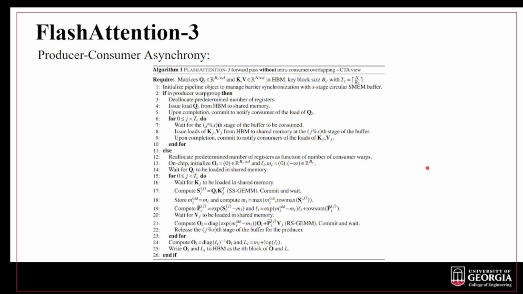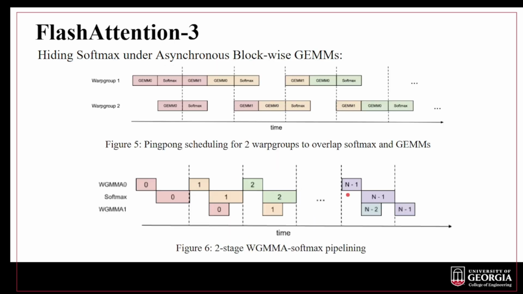So to benefit from the hardware, we can perform warp specialization. Let's see the pseudocode. The warp group is divided into a producer warp group and a consumer warp group. The producer warp group takes the responsibility for loading data, and the consumer warp group performs computation.